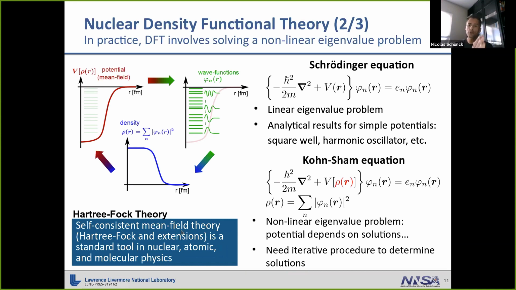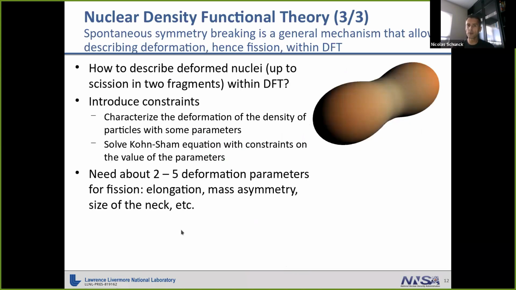We want to calculate potential energy surfaces. We know that we have to solve the Kohn-Sham equation for this. But how do we introduce deformation then? How do we describe deformed nuclei, including deformation corresponding to two fragments that are separated, within DFT? And the answer is you can introduce constraints. So imagine that you have a shape like this. This corresponds, in fact, to the representation of the density volume.